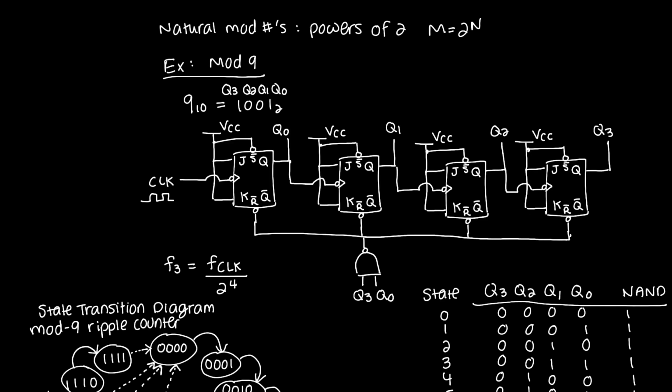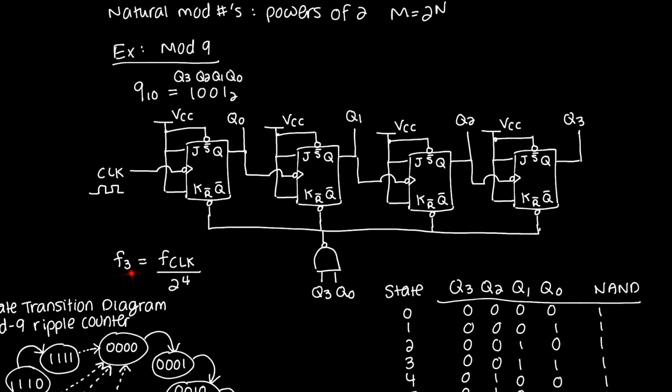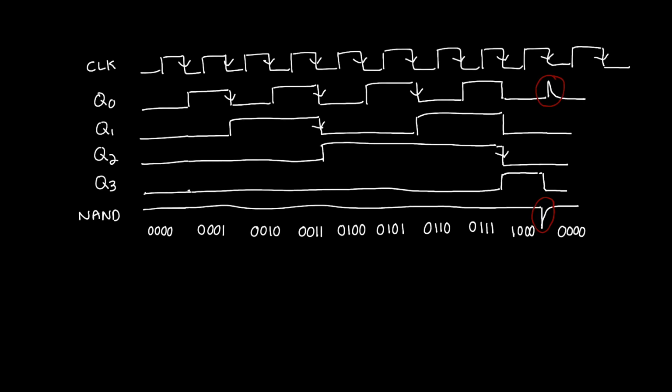The point I want to make is, we said over here that the frequency of this flip-flop over here, so it's the fourth flip-flop that we've called Q3, is simply the frequency of the clock over here divided by 2 to the 4, which would be the mod number if it were a natural mod counter. But it's not a natural mod counter. And does this equation still hold true even with a mod 9 counter like we created now? So let's go take a look at the timing diagram and see.